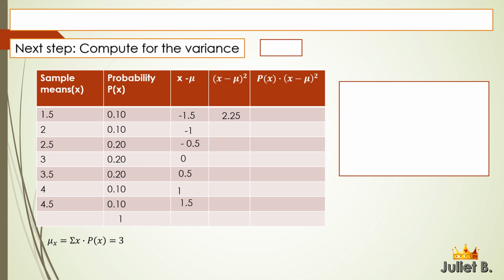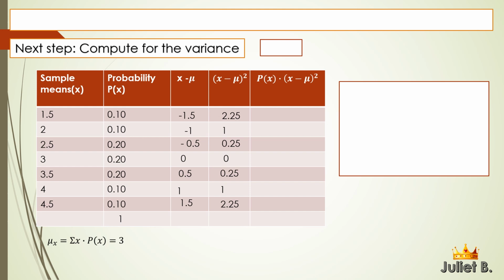So, with that, negative 1 times negative 1 is 1. Negative 0.5 times negative 0.5 is 0.25. Of course, 0 times 0 is 0. 0.5 times 0.5 is 0.25. 1 times 1 is 1. 1.5 times 1.5 is 2.25. That's the next step.